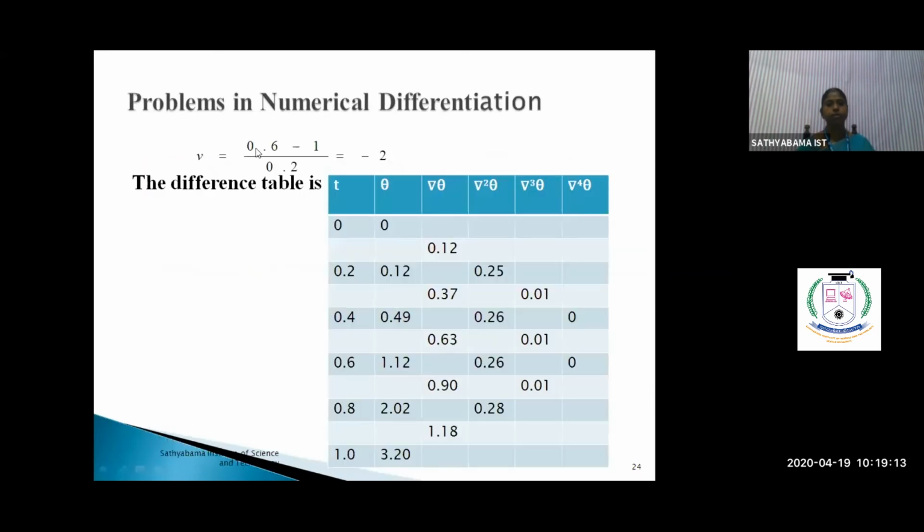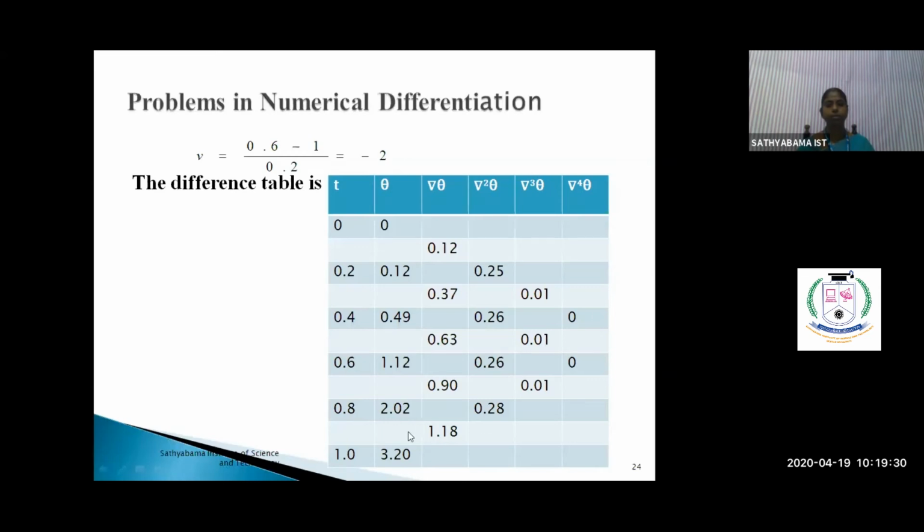So we want to find what is v. What is v? x minus xn. x is what? That is t here, 0.6, minus tn. tn is what? The last value of t, 1. So it is 0.6 minus 1 by 0.2, that is equal to minus 2.